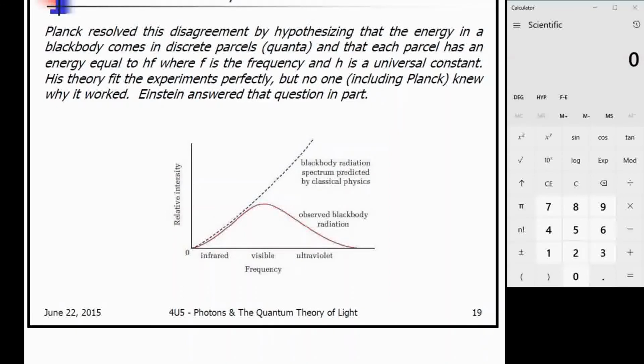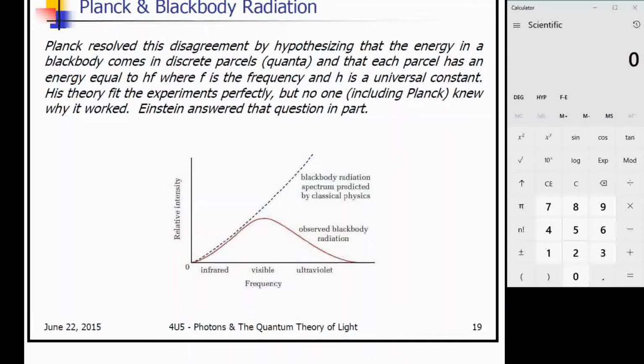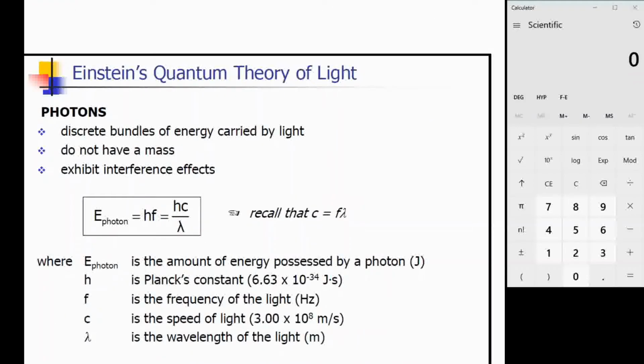So Planck resolved this disagreement by hypothesizing that the energy in a black body comes in quanta, and that each parcel of energy has an energy equal to hf, where f is the frequency and h is that universal constant that he introduced. So his theory fit the experiments perfectly, but no one, not even Planck, knew why. Max Planck just introduced this constant and said, look, it works, I don't know why. And it took a few years. In 1905, Einstein ends up answering that part and saying, well, it's because there's a particle, a photon, that is carrying that energy.